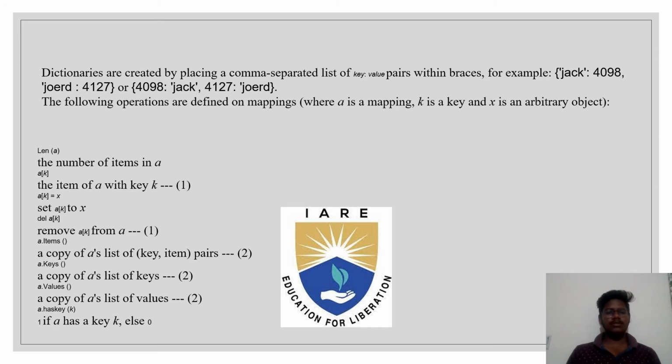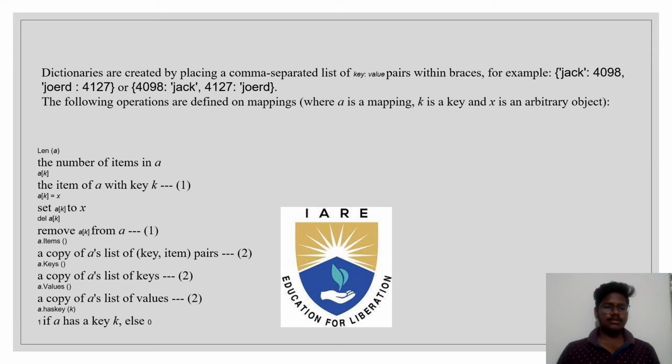Now we will see some code about the mapping. Length of A, the number of items in A. A of K, the item of A with key K. A of K equal to X, then set A of K to X.